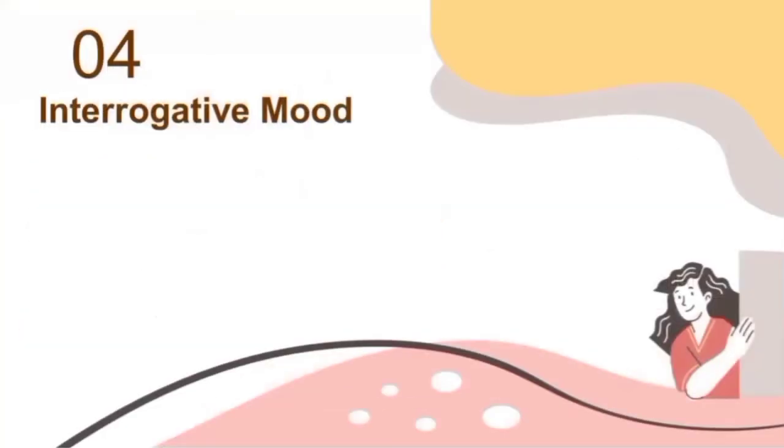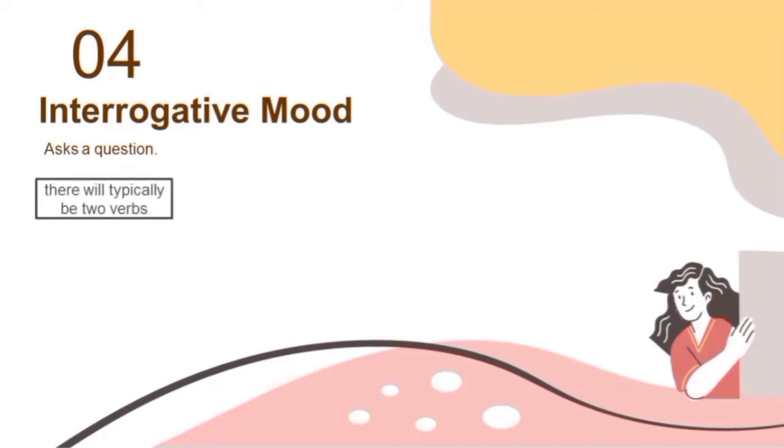Interrogative mood. A sentence with an interrogative mood asks a question. It expresses a sense of uncertainty. This may make you think of interrogative sentences, which also ask a question. When dealing with the interrogative mood, there will typically be two verbs.